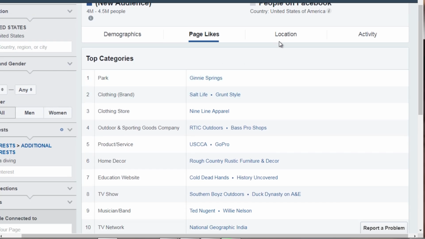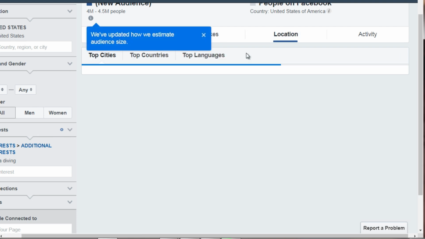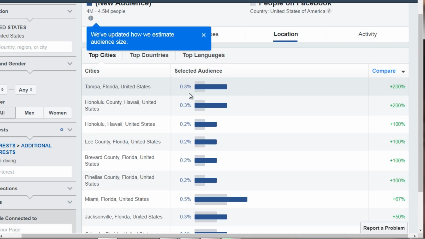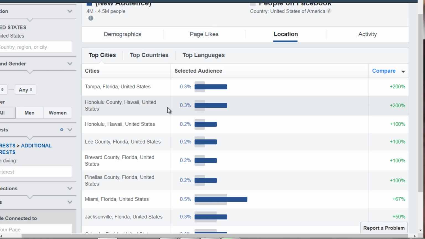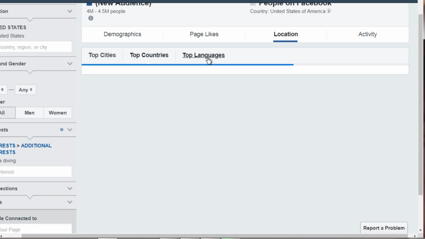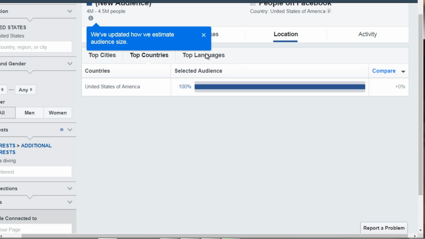Now, if we scroll back to the top, we click on location. This allows us to see the top cities. So we can see Tampa, Florida, Honolulu, Hawaii. So a lot of Florida and Hawaii here, which kind of makes sense because Hawaii and Florida both have a lot of beaches, a lot of places to scuba dive. And then we have top countries, top languages.